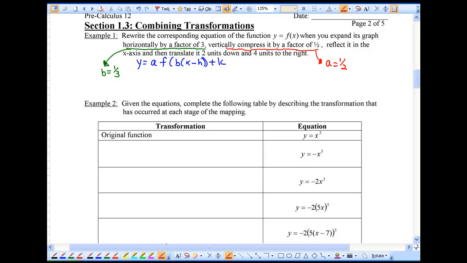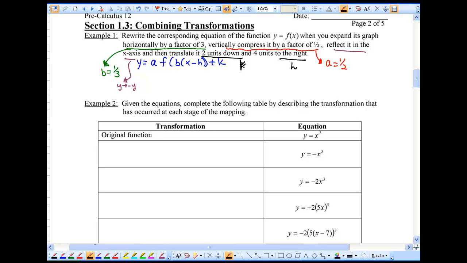If I now ask you to reflect in the x-axis, well, what parameter am I looking for here? That actually replaces the y with the variable negative y. So you're going to be replacing it there. And then translating it 2 units down and 4 units to the right, well, I think that's the h and k. So there's my k value. Here's my h value. So let's put this all together.